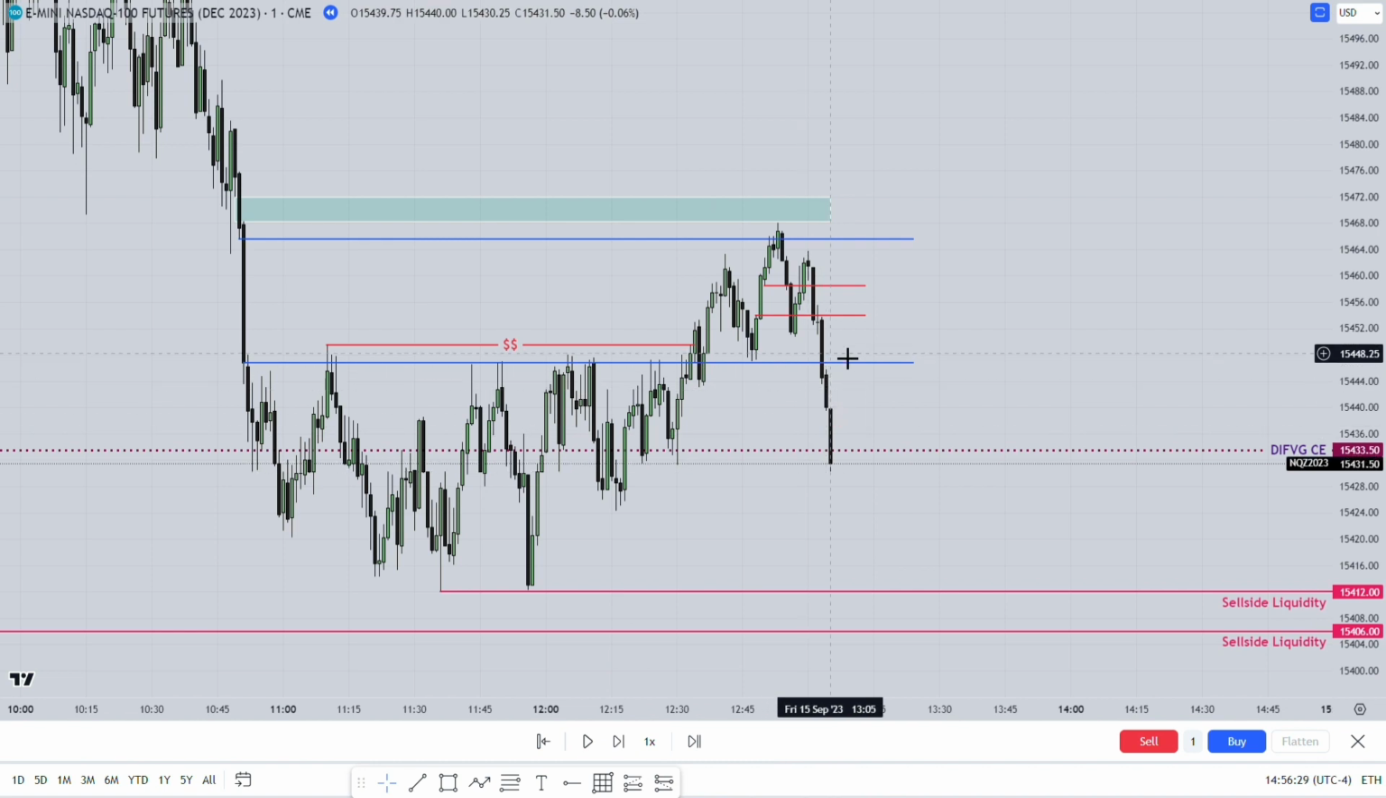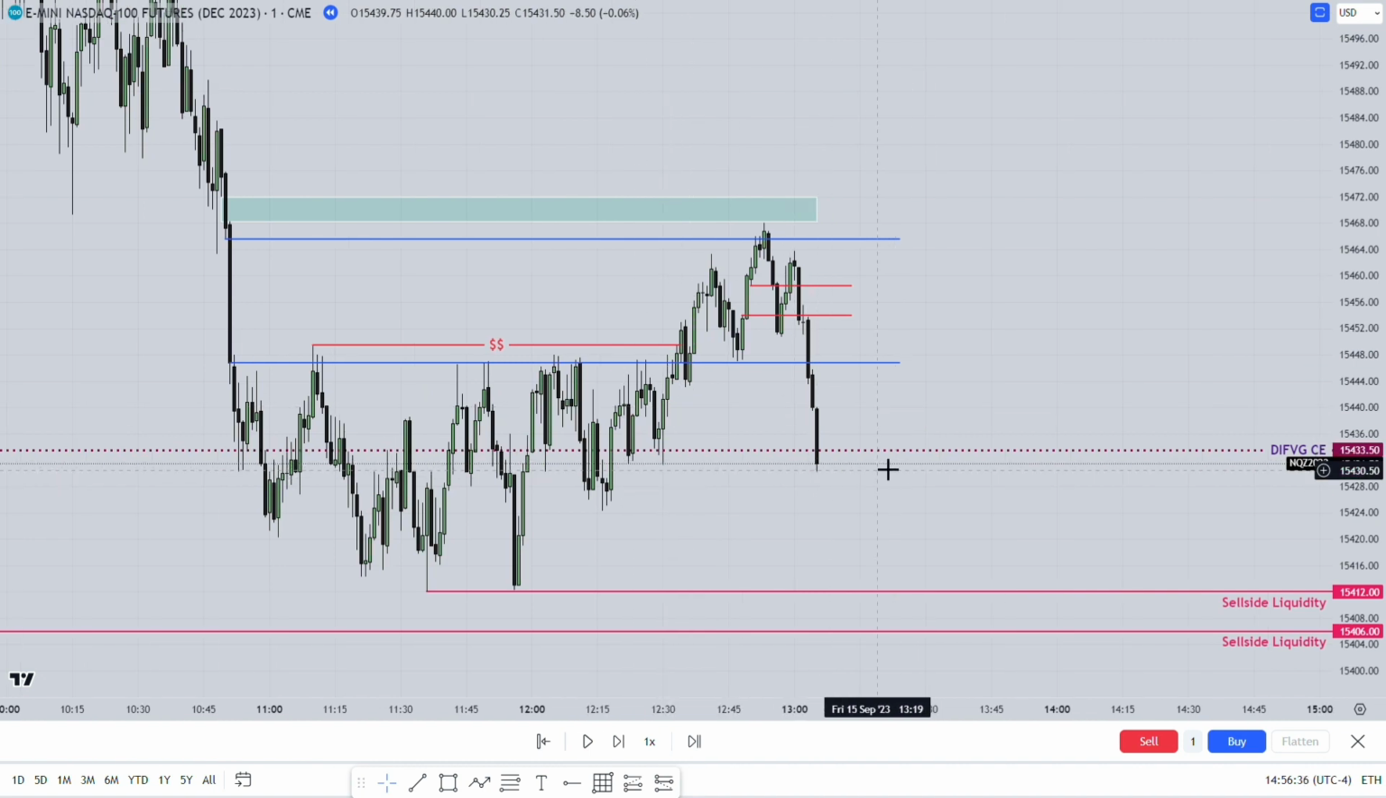One, two, so you have two market structure shifts, two fair value gaps, and also this has actually shifted this low as well. It doesn't give you any chance. You see, it didn't give you any chance to take entry over here or in this gap. You didn't get any chance.